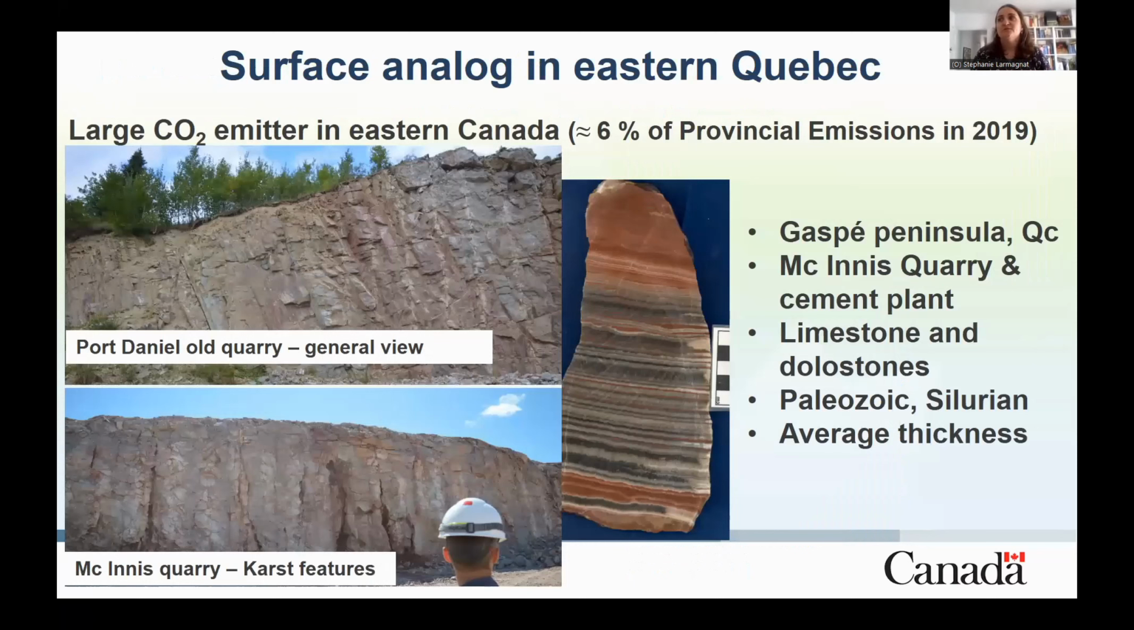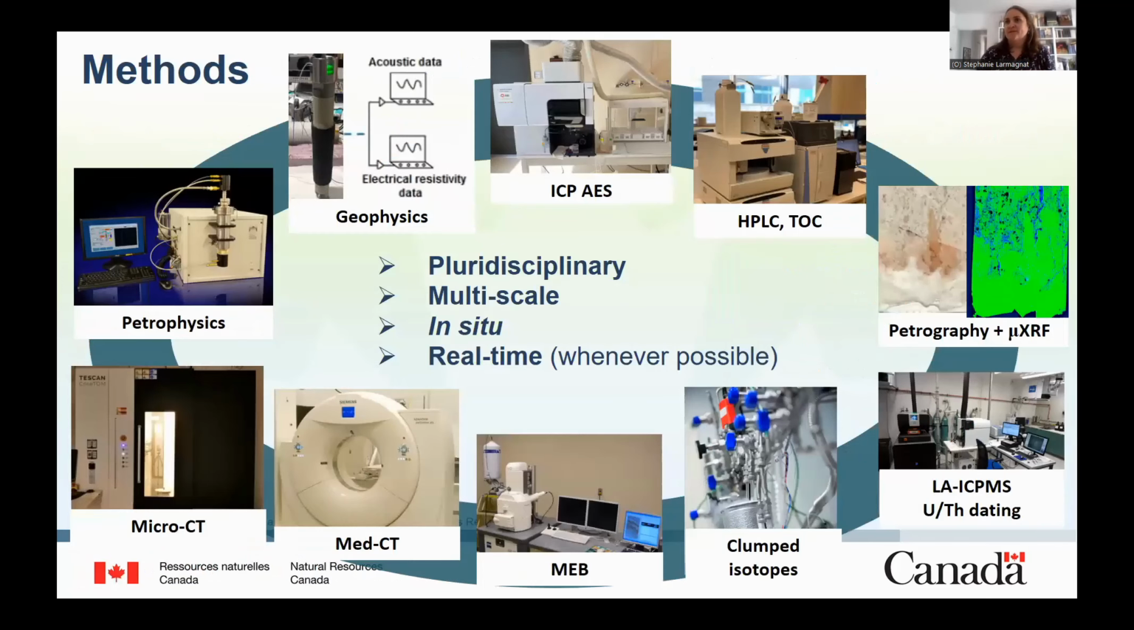For the surface analog, as I said, we chose a surface analog in Eastern Quebec. It's in Gaspésie. We have 2 quarry exposures, and they were selected because they are associated with one large emitter in Quebec. It's a cement plant called the Maquinis Cement Plant and Maquinis Quarry. So they are limestone and dolostone from the Silurian in Gaspésie.